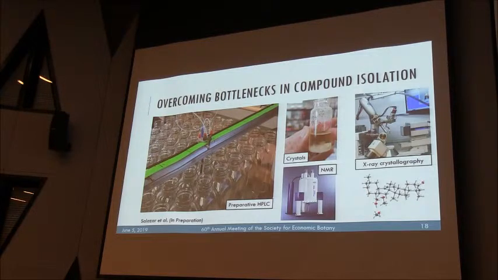Because of this innovation, we've now had more and more success in isolating crystals of compounds from this plant. We are identifying those structures through NMR, mass spectrometry, and X-ray crystallography. So we're making progress in understanding what some of the responsible compounds are.